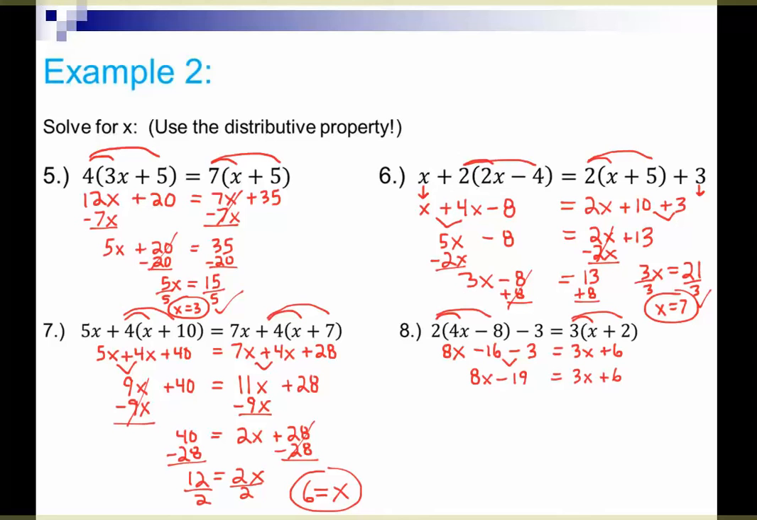Okay. Now what do I do? Well, I'm going to take away 8x or take away 3x. I think we should take away 3x. And we're left with 5x minus 19 equals 6. I'm going to get rid of the loner by adding 19 to both sides. And I get 5x equals 25. Divide by 5, divide by 5. And you get x equals 5.